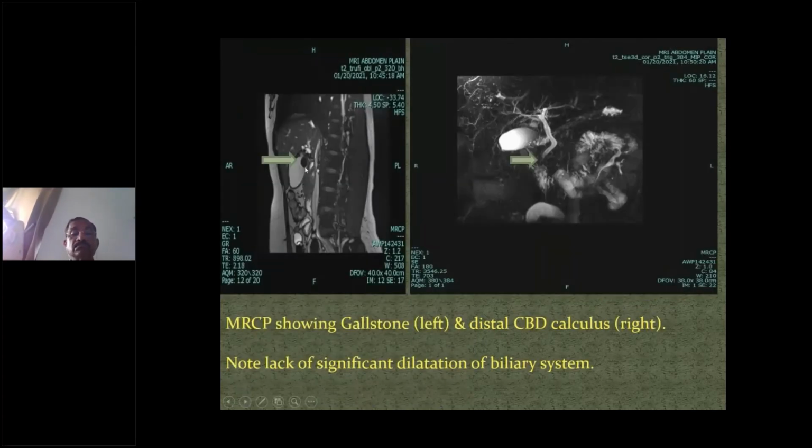Another patient with gallstones and a distal CBD stone. This is a MIP image. But in this patient, we can see that dilatation of the biliary tract is not that much. So some of these small stones may not cause much dilatation, and they may be missed on ultrasound.